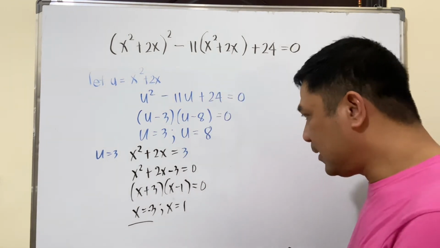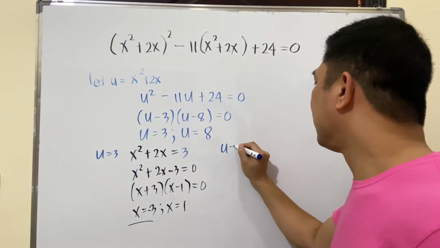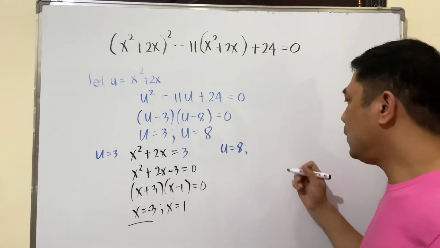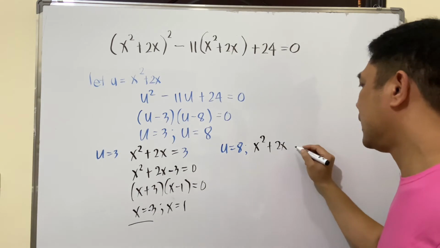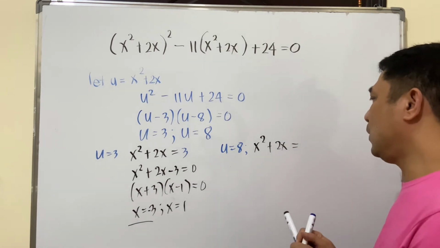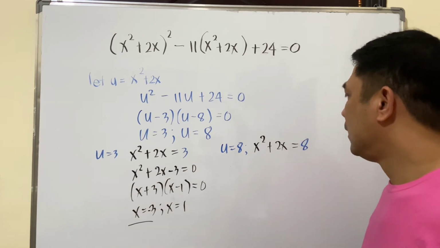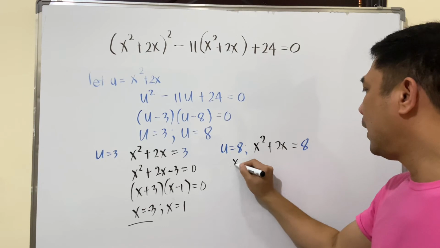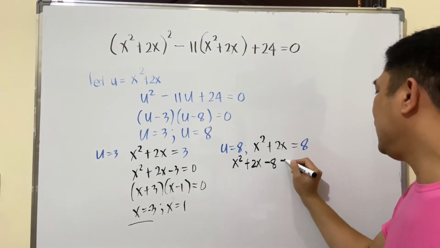The second one is if you have u equal to 8. So therefore, substituting u here, you have x squared plus 2x is equal to u, which is equal to 8. So now you have to make it x squared plus 2x minus 8 is equal to 0.